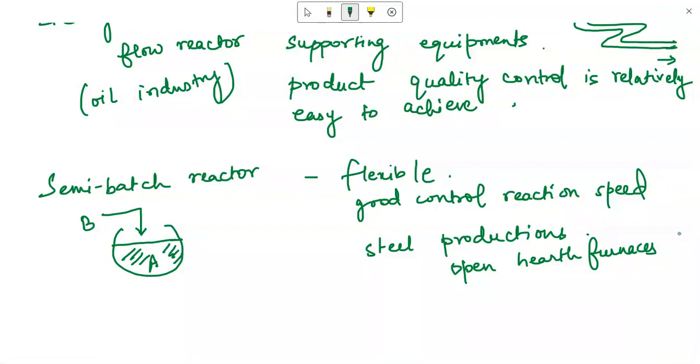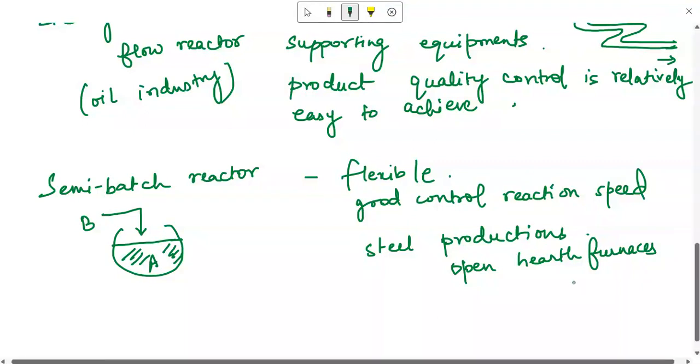Okay, so this is the basic understanding about the different type of reactors. Of course, I have spoken about ideal reactors in another of my lectures, which you can find in this playlist. But overall, to be very brief, these are the main types of reactors: batch, steady state flow reactors, and semi batch reactors. That is it. Thank you.